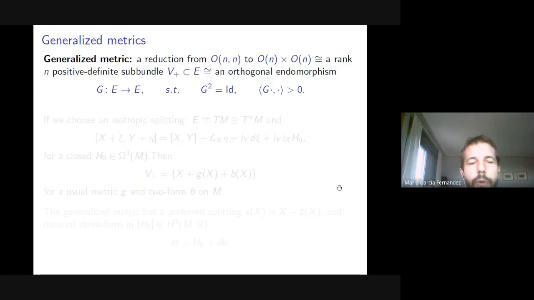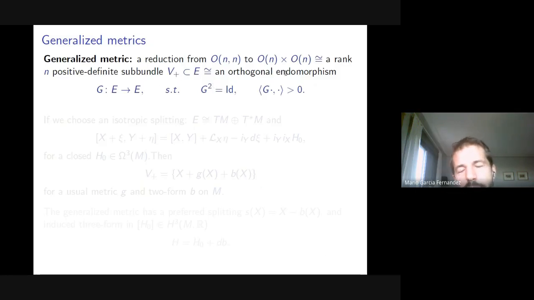Okay, so pushing forward this proposal by Hitchin of doing geometry on tangent plus cotangent, one can consider the notion of metric. A generalized metric is a reduction from O(n,n) to its maximal compact subgroup O(n) times O(n). And this is the same as a rank n positive definite subbundle inside E.